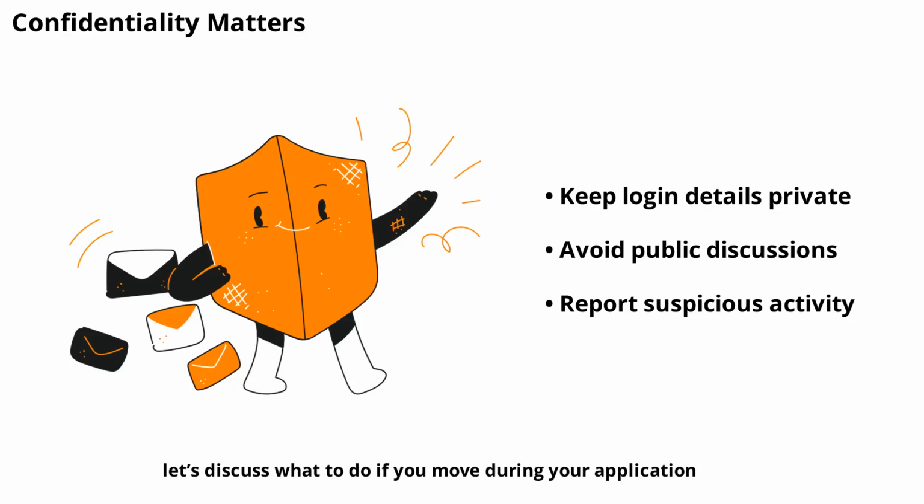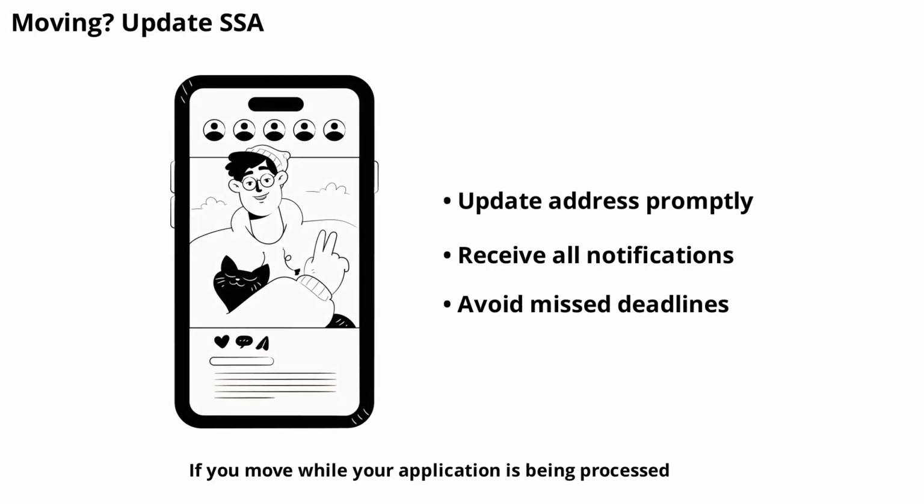Next, let's discuss what to do if you move during your application. If you move while your application is being processed, update your address in your My Social Security account as soon as possible. This ensures you receive all important mail and notifications. Failing to update your address could result in missed deadlines or lost documents. Keeping your information current is a simple but crucial step.